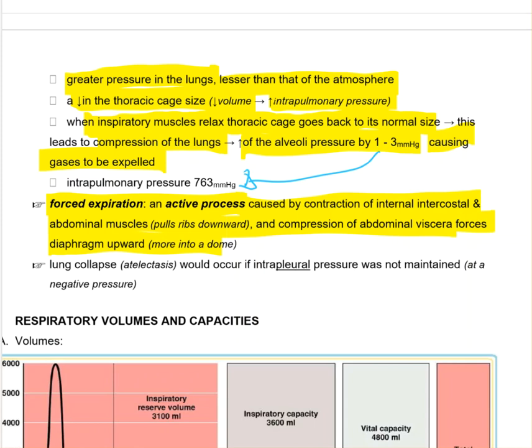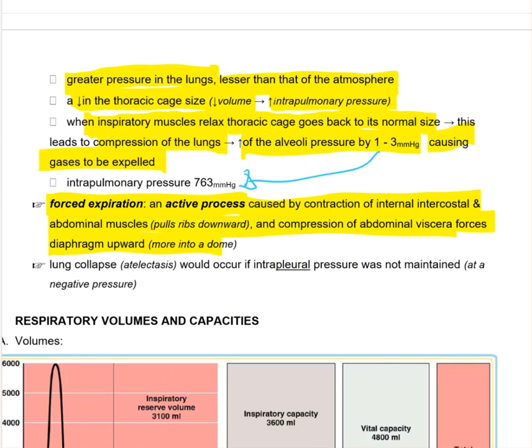So that is an expiration where we do use ATP, where we use energy to get air out. But we don't need to normally. If you inhale, that's an active process, then all you have to do is relax your muscles and pressure will build and gases will leave.